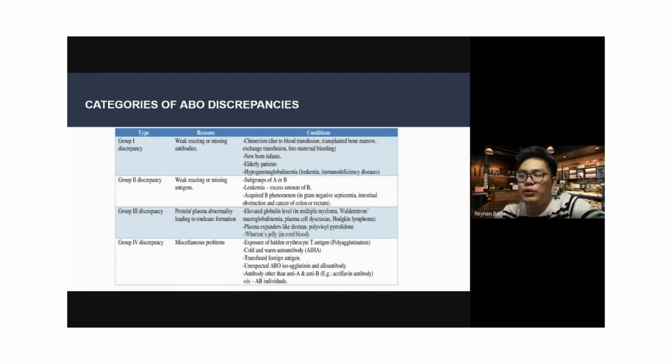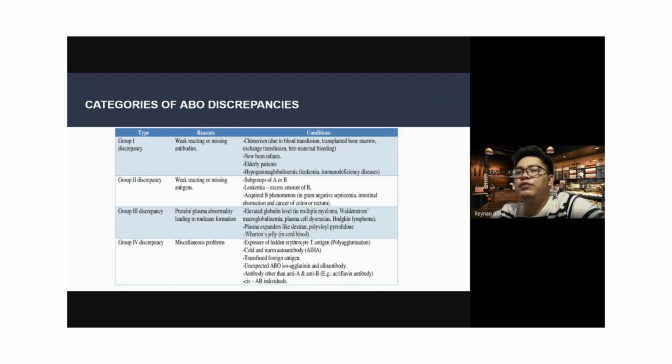Okay? Sa group 2 discrepancy naman, weak reacting or missing antigens. Kung nauna is antibody, this group 2 is antigens. Meron siyang subgroup A or B. Possible, leukemia, excess amount of B. Acquired B phenomenon. May bakteriyang nag-cause nito. In gram-negative septicemia, intestinal obstruction, and cancer of the colon or rectum. So, sinabi ko sa inyo kanina, pag may mga acquired B possible, meron siyang sakit, kaya alam natin dapat may diagnosis sa request.